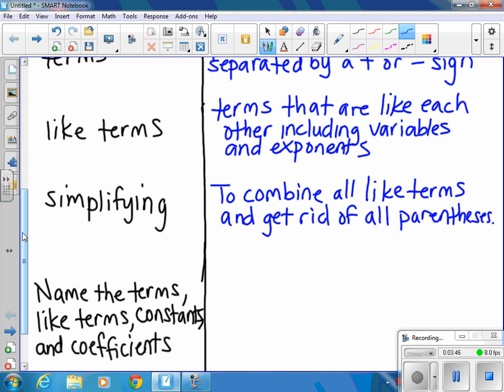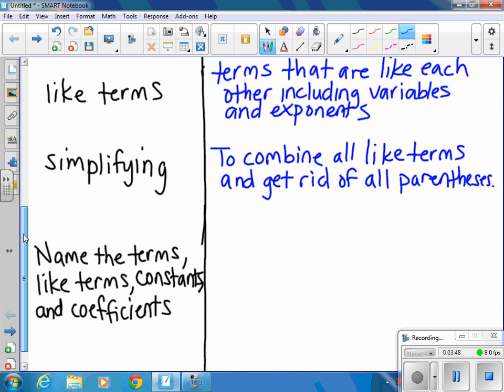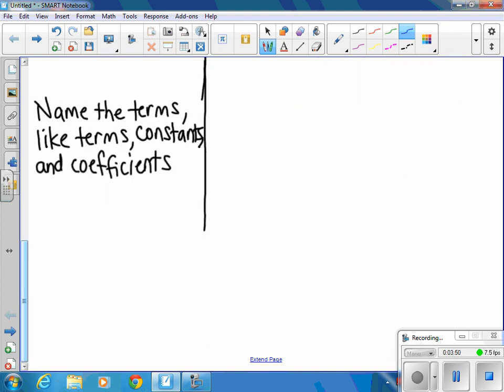All right, so now let's go ahead and take a look at some of the examples of things that you're going to have to be able to do pertaining to these words. The first thing you're going to have to do is name the terms, like terms, constants, and coefficients from an algebraic expression. So go ahead and take a moment and write down this long expression so that we can dissect it and pull out its pieces.